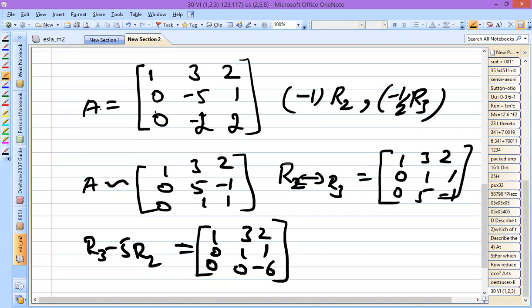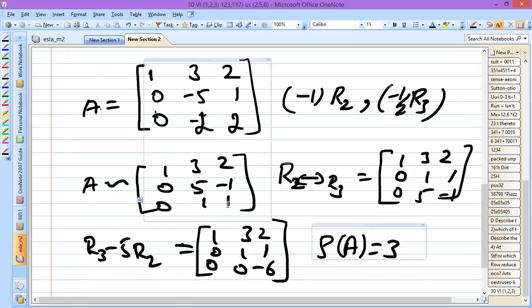So here the rank of this matrix after the row reduced form is 3. Yes, minus 1, minus 1 by 2 into R3, 1 and minus 1, ma'am. Here you'll be getting minus 1, right? Yes, ma'am. Okay.